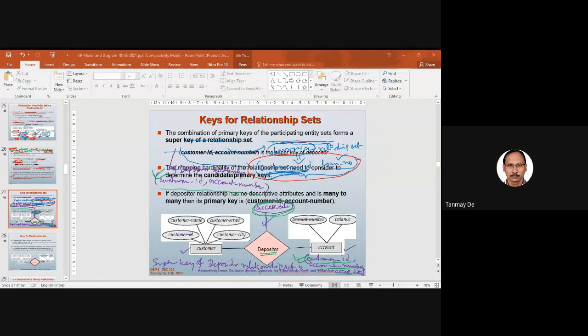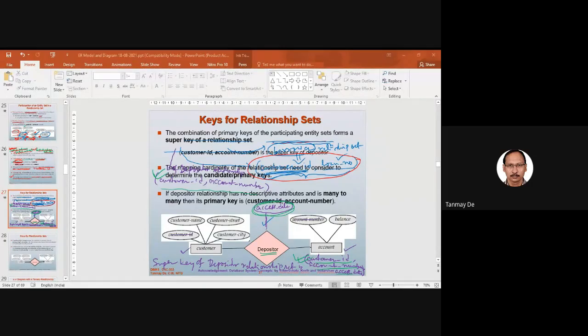So at that moment, what is the primary key of the depositor? The primary key of the depositor is the primary key of the entity set belonging to the many side. Which one belongs to the many side? The customer entity set. What is the primary key of the customer entity set? Customer ID is the primary key of the customer entity set. So it can serve as the primary key of the depositor relationship set also. So in that case, which one is the primary key of the depositor relationship set? Customer ID.